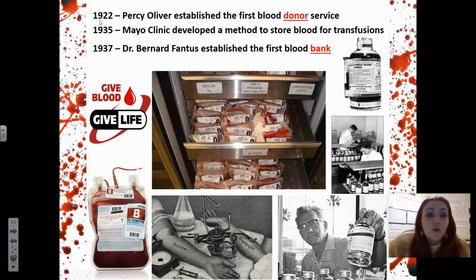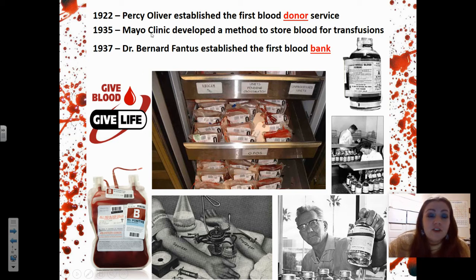All right, then we're moving up. So that was early 1900s. We finally figured out blood types, and started doing a little better with blood transfusions. In 1922, Percy Oliver established the first blood donor service. So people were actually able to go in and donate blood on a regular basis.